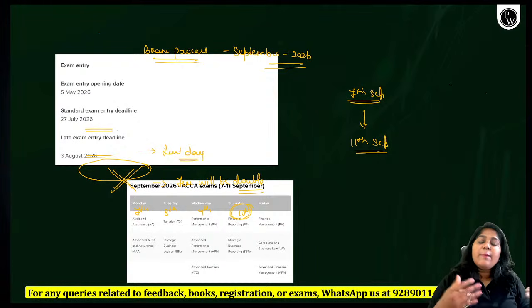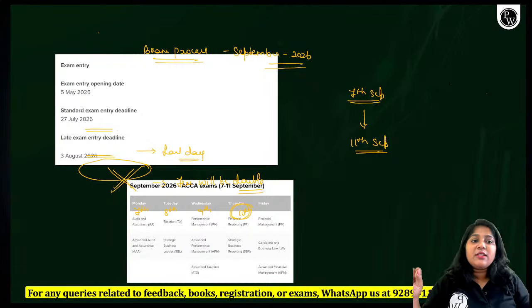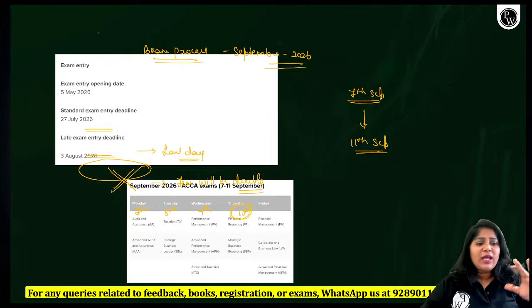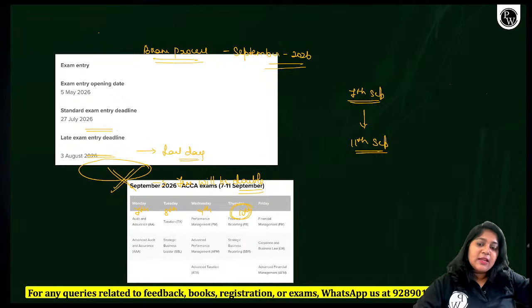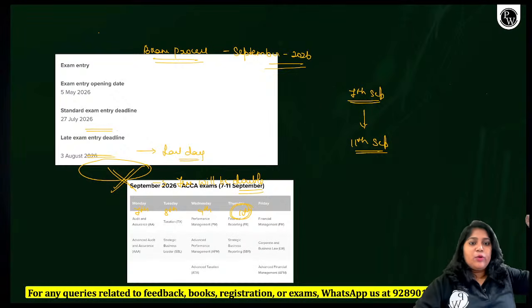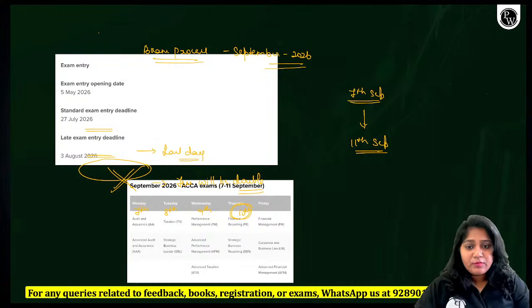For the December attempt, once again, you can find it in your ACCA portal itself. You don't have to register for that. You just have to type it in Google, saying ACCA examination dates, important dates. That's more than enough.